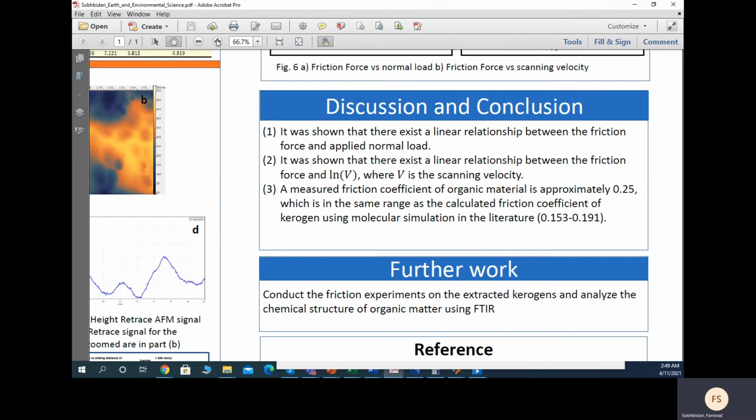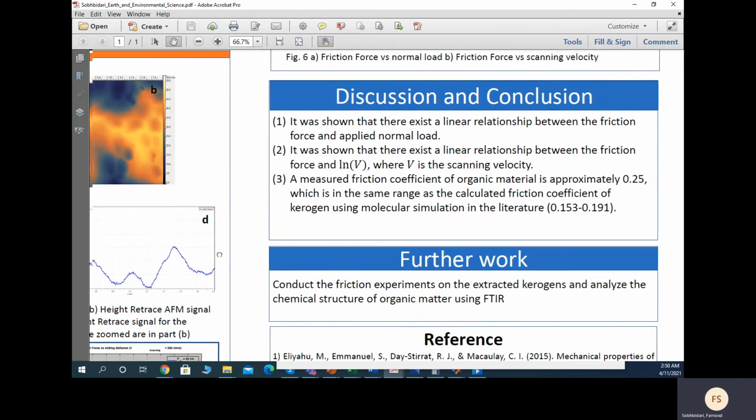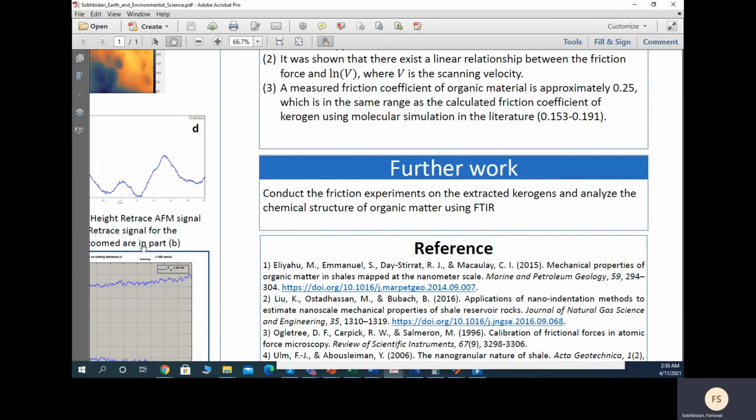And at the end, we also found that the measured friction coefficient of organic matter was approximately 0.25. And this is also the future work for this research.